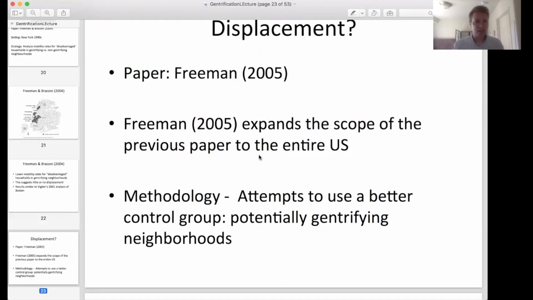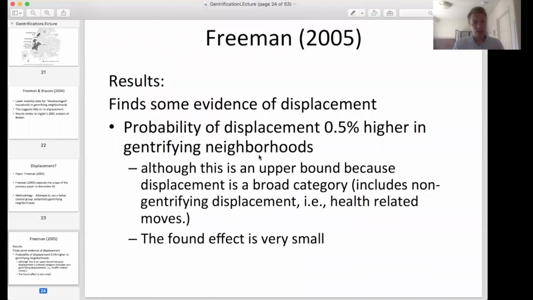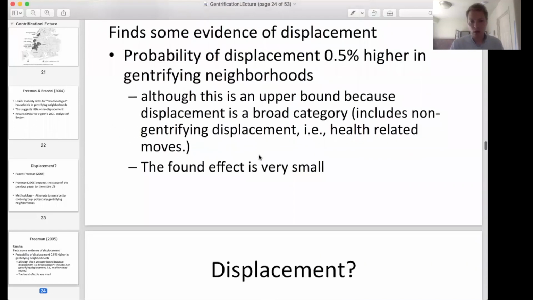All right, so Freeman basically does this. He tries to make a comparable sample. He basically tries to make his experimental group made up of similar neighborhoods, and does this for the entire US. And again, this time he finds a little evidence of displacement, but it's a tiny effect, 0.5% higher likelihood of moving in a gentrifying neighborhood than a non-gentrifying neighborhood. All right, less than a 1% increase in the probability that they move. And he also views this as an upper bound, not a lower bound.